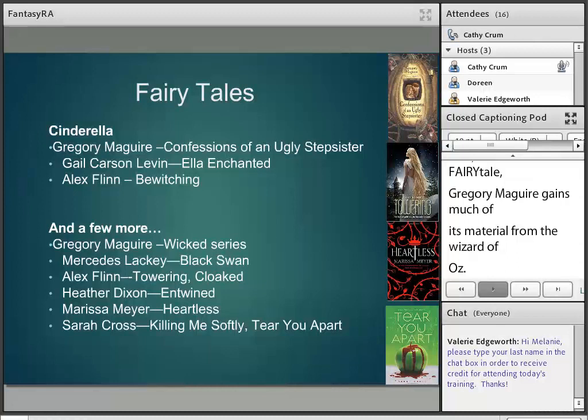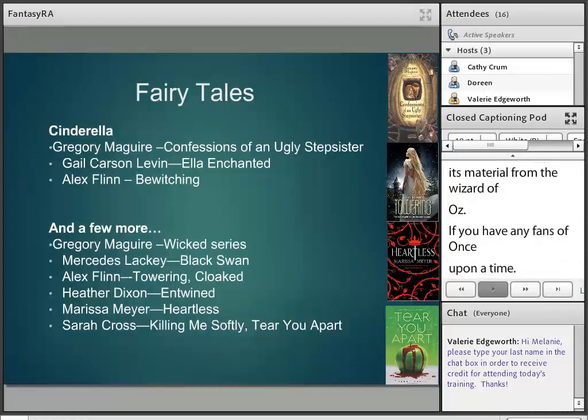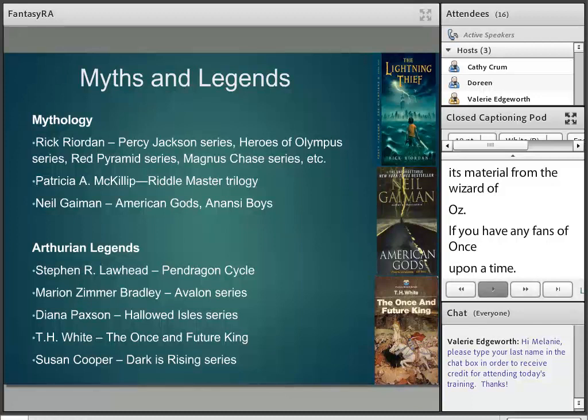Sarah Cross's Killing Me Softly and Tear You Apart are modern-day reimaginings of the Grimm's version of fairy tales, which are set in a town filled with characters under fairy tale curses. So if you have any fans of Once Upon a Time out there, they might enjoy these novels. Killing Me Softly is loosely based on Sleeping Beauty, and Tear You Apart is loosely based on Snow White.